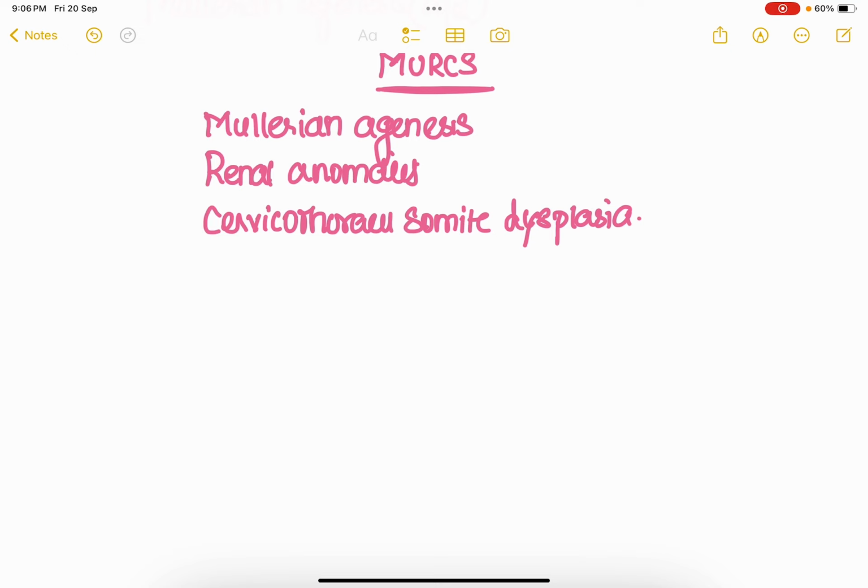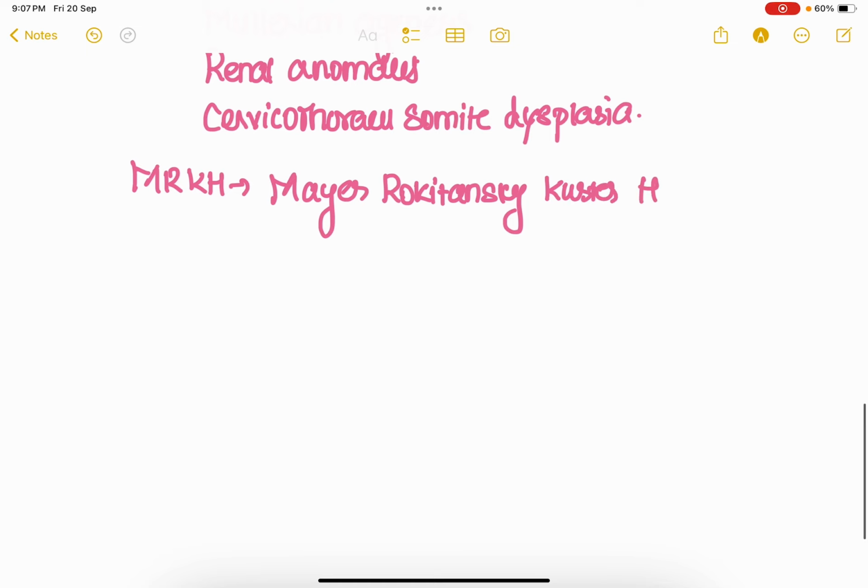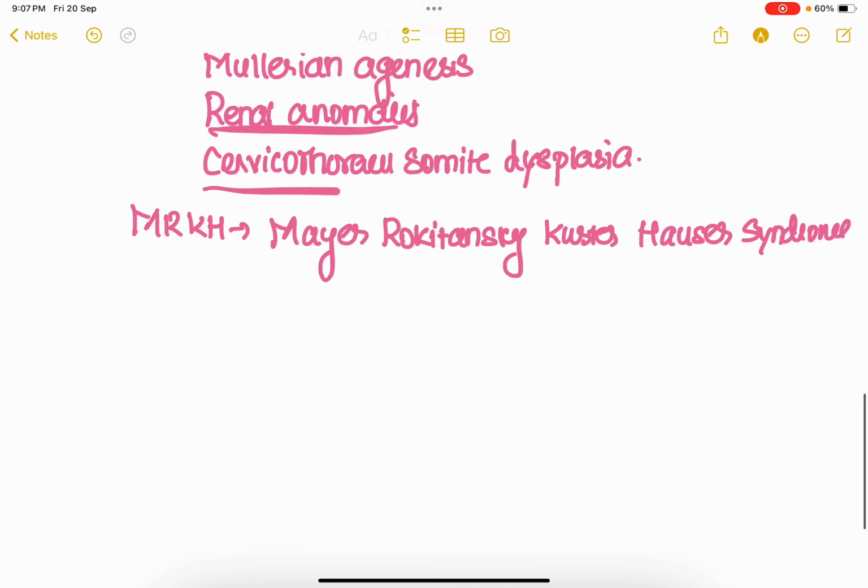So actually these patients, they will have certain associated problems as well, and since they have associated problems, they are also known as Merck syndrome or MRKH syndrome. What do you mean by MRKH syndrome? MRKH syndrome, it is nothing but M stands for Mayer, R stands for Rokitansky, K stands for Küster, H stands for Hauser. Mayer Rokitansky Küster Hauser syndrome. So basically this MRKH syndrome or the Merck's syndrome, they will have associated renal anomalies and skeletal anomalies. Renal anomalies and skeletal anomalies as well.